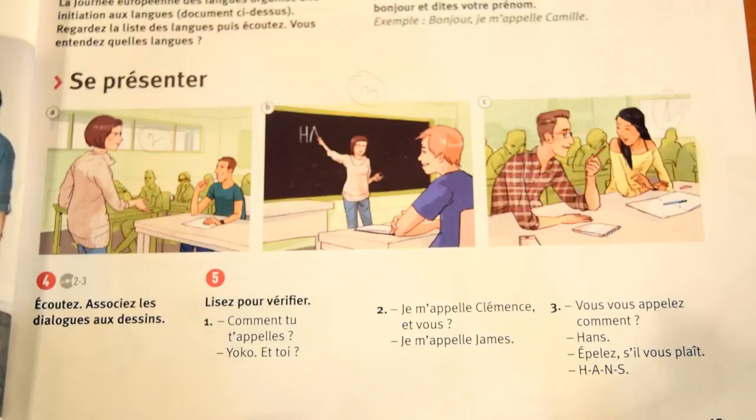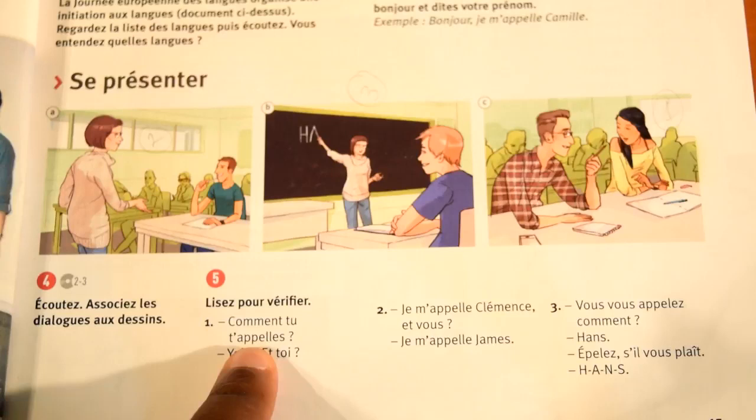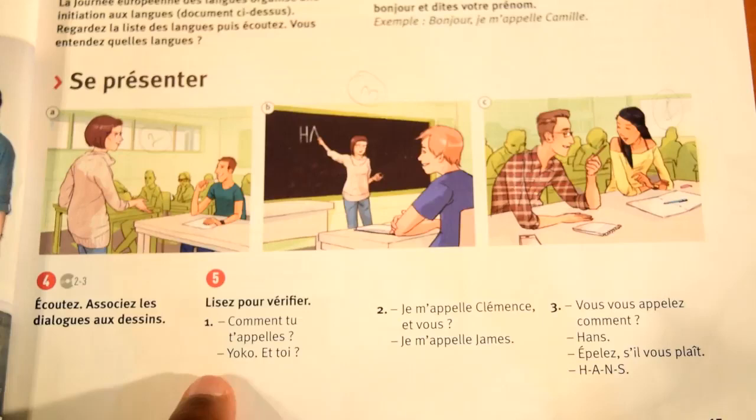The first one, we are talking about comment tu t'appelles, Yoko, et toi? Comment tu t'appelles means what is your name. The person responds, Yoko, and you? So you can imagine which of the three. Who could Yoko be? And who could be asking, comment tu t'appelles?